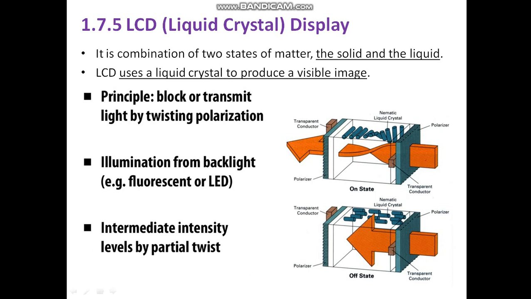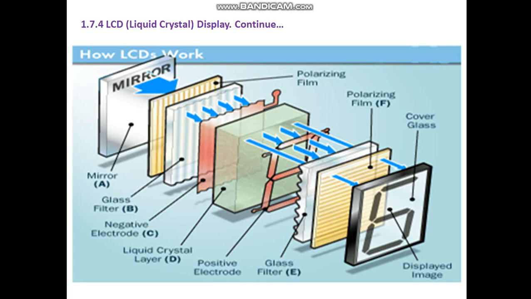In the off state, we apply the voltage to the two intersecting conductors to align the molecules, so that the light is not twisted, as shown in the figure. So we control the light by applying voltage on the conductors to align the molecules of the liquid crystal. Here is the LCD's working image.